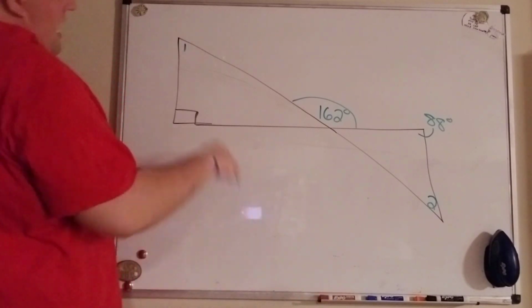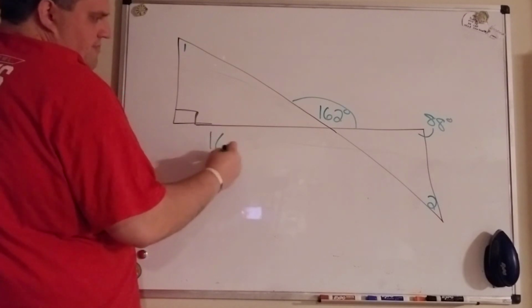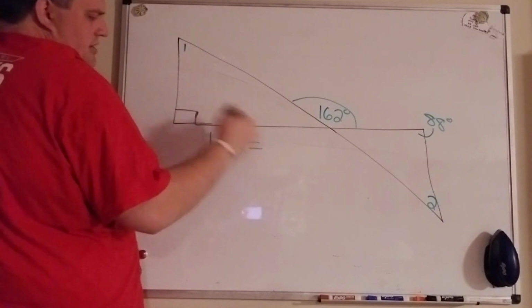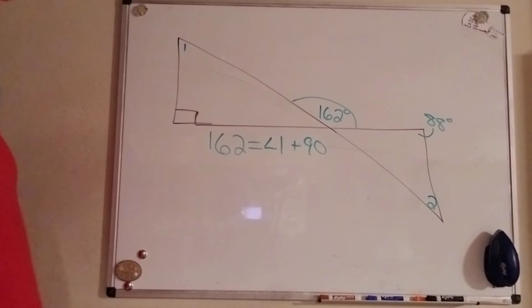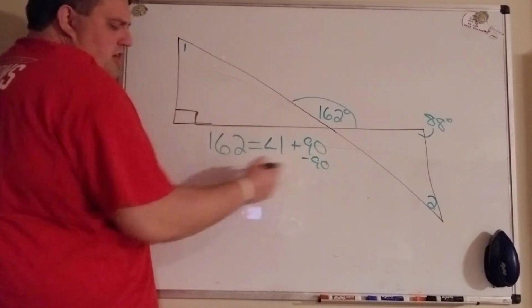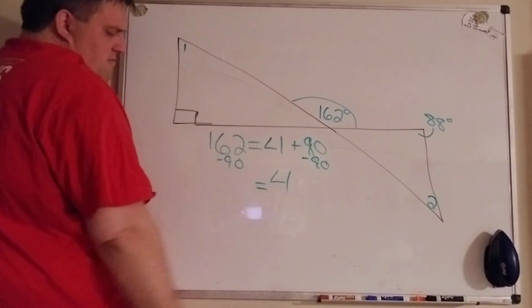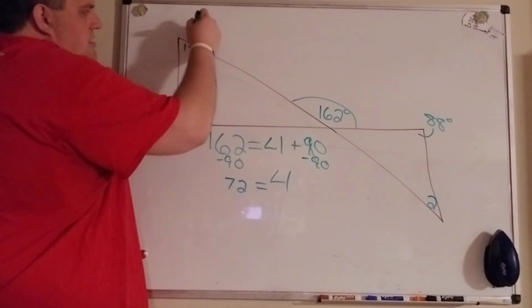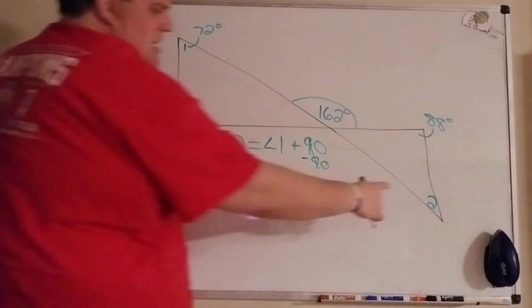But I don't even have to do that because I know that an exterior angle has to be the 2 remote interiors, angle 1 plus 90, added together. And so to find this angle 1, pretty easy here. We just got to subtract 90 from 162. And angle 1 is going to give me 72 degrees. Pretty cool. But this one's going to be different.